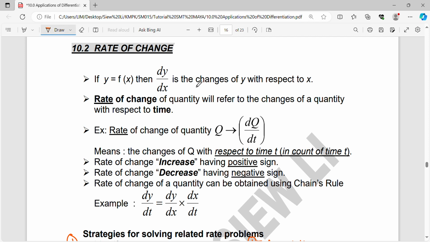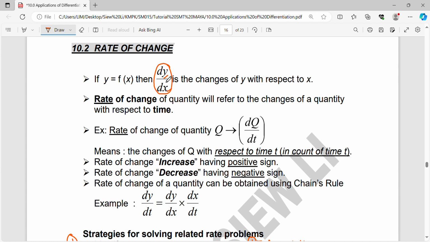Hi everyone, now we're going to discuss rate of change. If y equals f(x), meaning y in terms of x, then when we differentiate y with respect to x, it means the change of y with respect to x. So look at the derivative form here. Actually dy/dx means the change of y with respect to x.